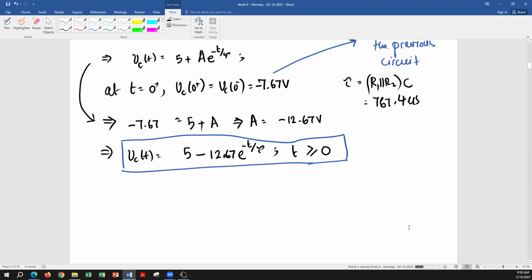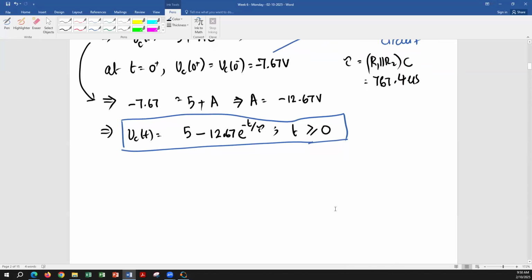So that's our capacitor voltage. It's changing its direction. This is the final polarity. 5 volts is the final value. And then it is changing from negative 7.67 to 5 volts. And the difference between the two, of course, is 12.67. So it is going to go something like that. When you plot it, or when you simulate it, this is what you're going to see.